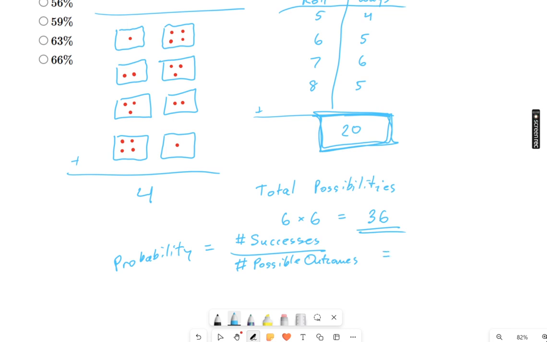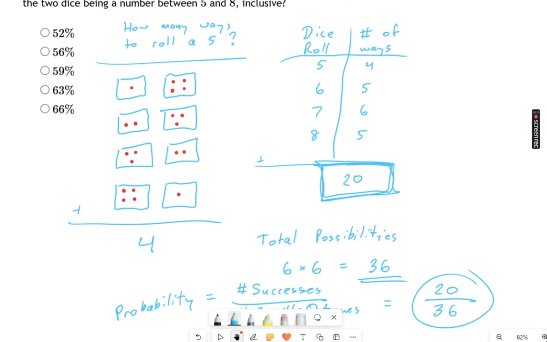But in this case, there's 20 ways for me to win by getting a 5, 6, 7, or 8. And there's 36 possible outcomes. So that's my probability, 20 divided by 36. And if you just convert that into a percentage, and your calculator can do that pretty easily, you can see how this turns into one of these numbers on the table.